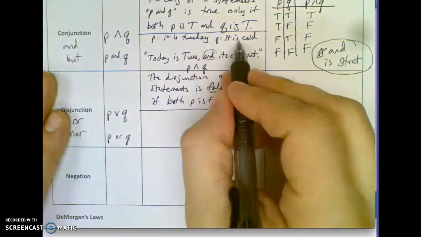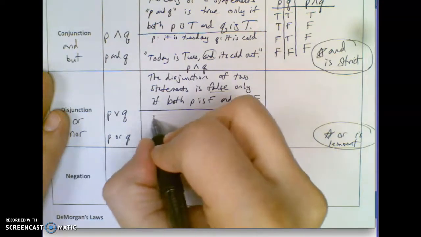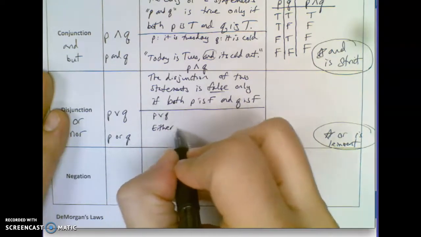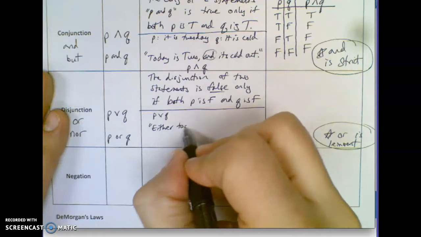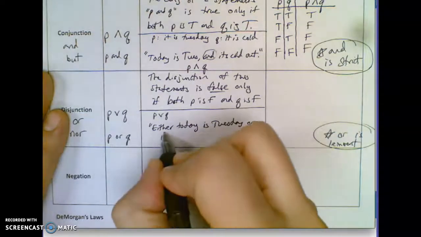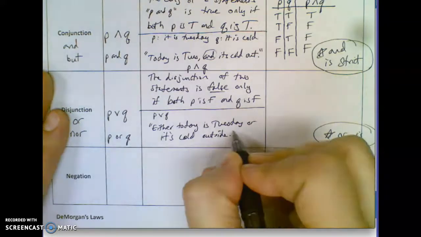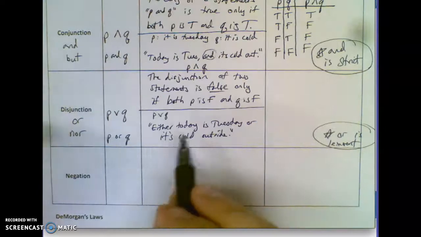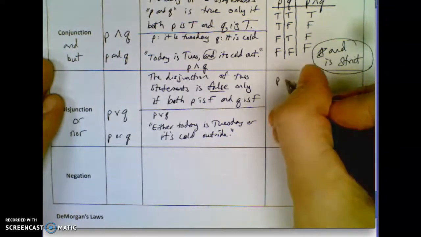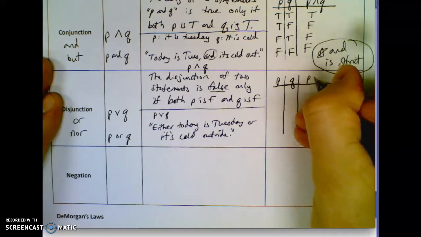Okay, so think about this. Same two statements. It's Tuesday out and cold. If I did this one, P or Q, it would look like this. Either, I'm using it in a grammatically correct sentence, either today is Tuesday or it's cold outside. Okay, so with this statement, if let's say it was Tuesday and it's cold outside, that's true. Okay, so I think most people are cool. Here, let's set up a truth table and kind of hit them one at a time with the sentences. P or Q.